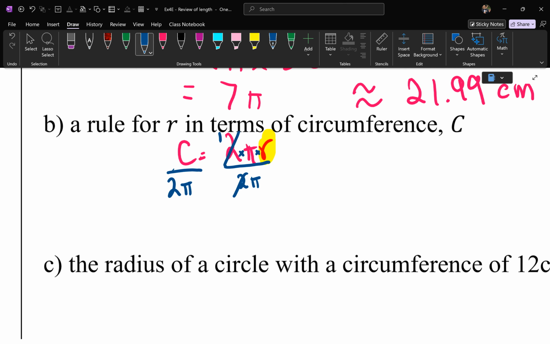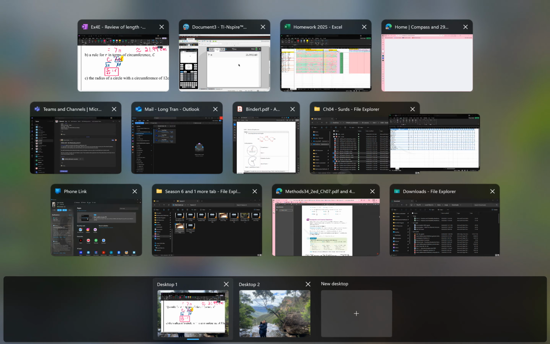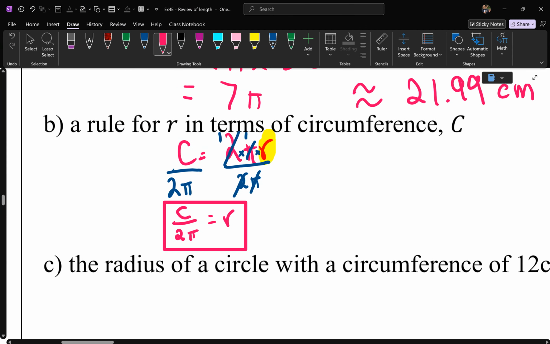Remember how I taught you, you can only simplify the way I just did if it's times in between. If it's addition or subtraction, you can't do what I just did. But it's times, so it's okay. So hence, now you have r on the right-hand side is equivalent to circumference divided by 2 pi. This is your rule to find the radius. So if you know the circumference, divide by 2 pi, and you will get your radius.